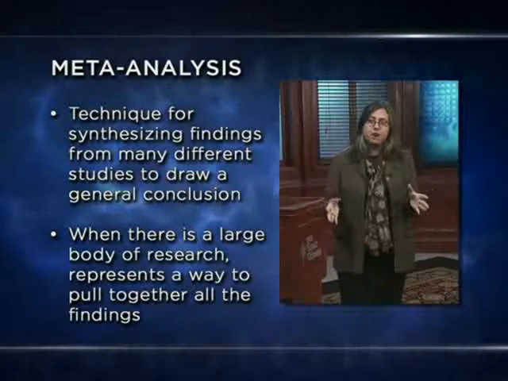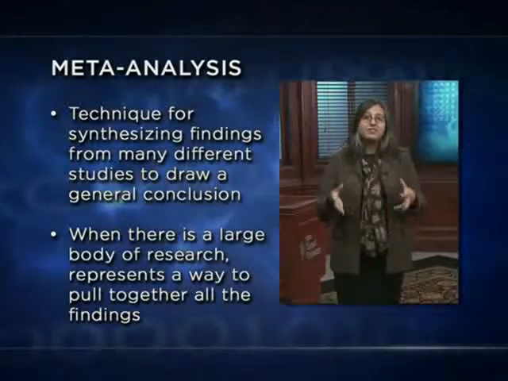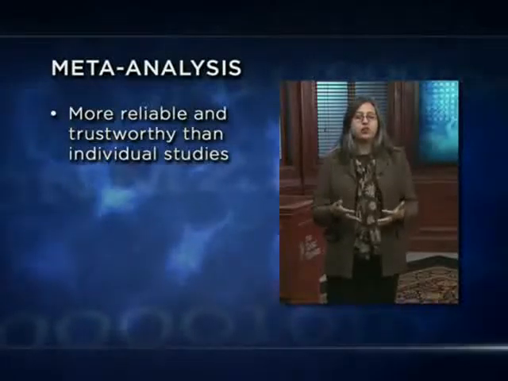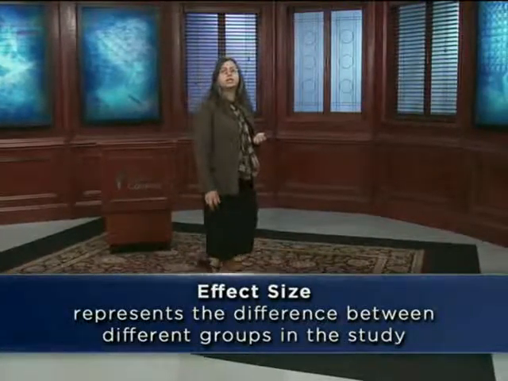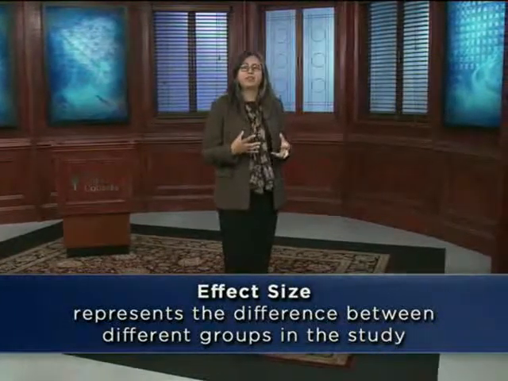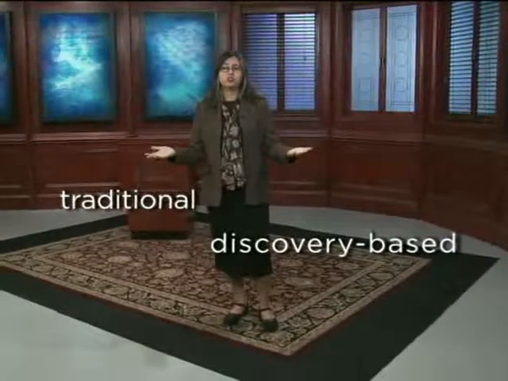And when there's a large body of research findings, it represents a way to pull together all the findings. Because of that, it's considered much more reliable and trustworthy than a single individual study. It's kind of a picture of everything we know. To do a meta-analysis, researchers first collect all the individual study reports. Then, for each study, something called an effect size is computed. An effect size represents the difference between different groups in the study. In our present case, that would mean the difference in how students do with discovery-based learning and traditional instruction.